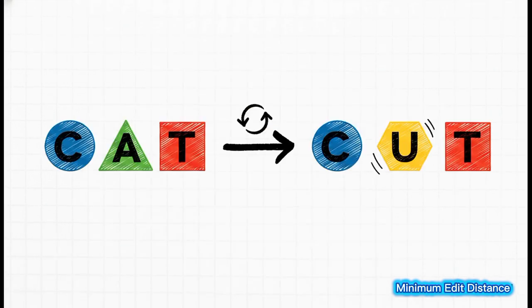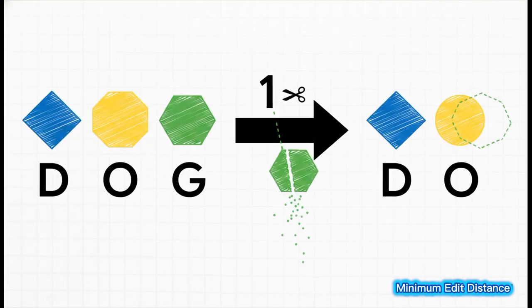So let's take a very straightforward case. How do we get from cat to cut? Well, the C and the T are already in the right place. All we have to do is swap the A for a U. That's one single replacement operation. So the minimum edit distance is 1. Let's try another one. How would you turn DOG into DOO? Well, you just get rid of the G, wouldn't you? That's one deletion. So again, the distance is 1. These simple examples are the foundation for what's coming next.